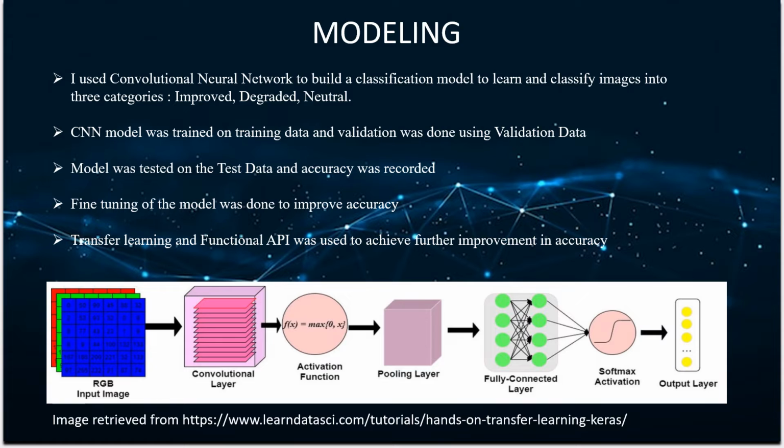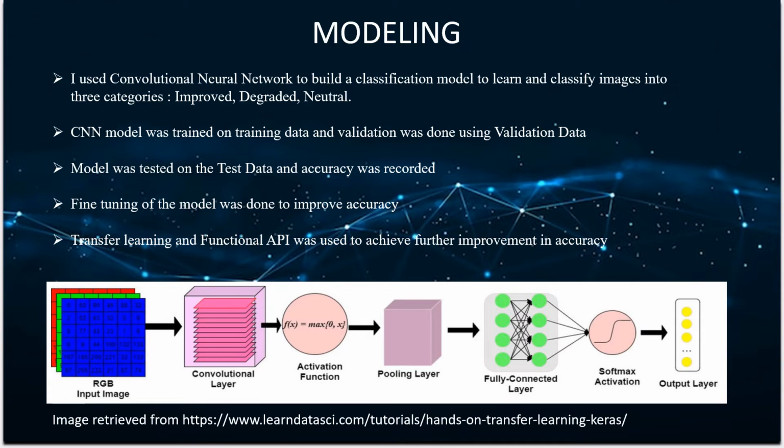The fine-tuning of the model was done to improve the accuracy. We'll see in the further slides what kind of model tuning was done. I also used transfer learning and functional APIs to achieve further improvement in accuracy. On the bottom here, it's a basic architecture of our CNN.